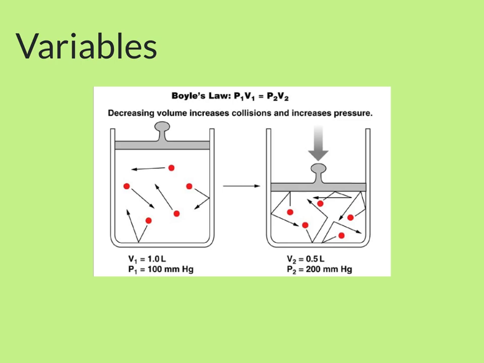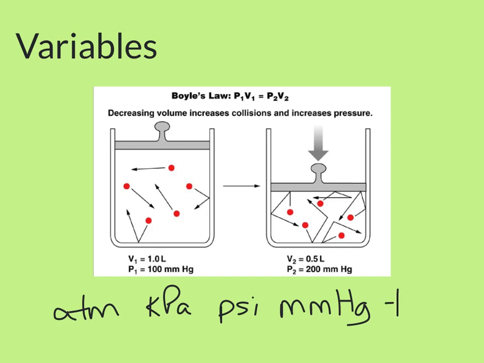It's important to note that there are various units that we can use for pressure. Pressure units can include atmospheres, kilopascals, PSI, or pounds per square inch, millimeters of mercury, or torr. We will be exploring how those pressure units relate to each other in a later screencast, but for now, what I need you to do is make sure whenever you're dealing with Boyle's law that the pressure units are the same. So both pressure units have to be in atmospheres, or PSI, or torr, etc.